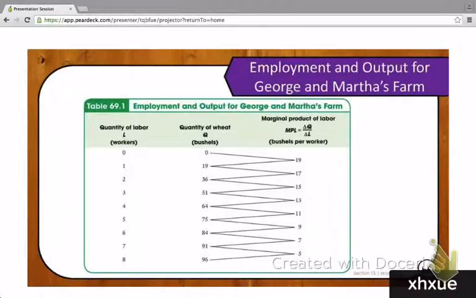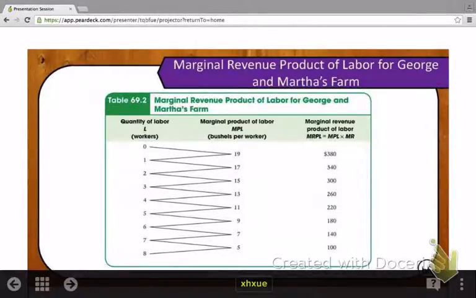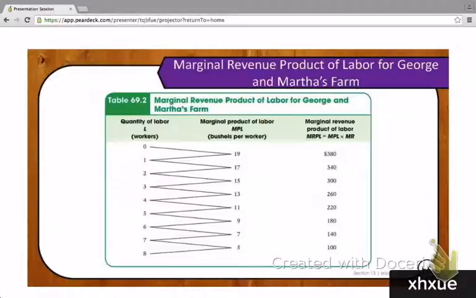Here you see employment and output for George and Martha's farm. So in the final column we see the marginal product of labor that is produced by each worker, based on how many bushels of wheat each worker adds to the total. We determine the marginal revenue product of labor by multiplying the price of a bushel by the number of bushels that worker produces. And that's their marginal revenue product of labor.